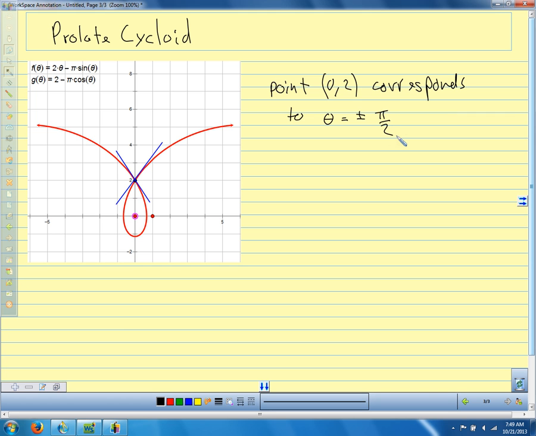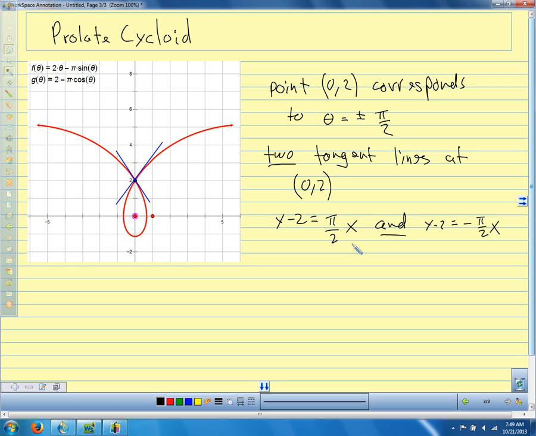And if we find the slope at this point and plug in theta equals plus and minus pi over 2, we end up with two tangent lines. Our two tangent lines turn out to be y minus 2 equals pi over 2 x, and y minus 2 equals negative pi over 2 x.